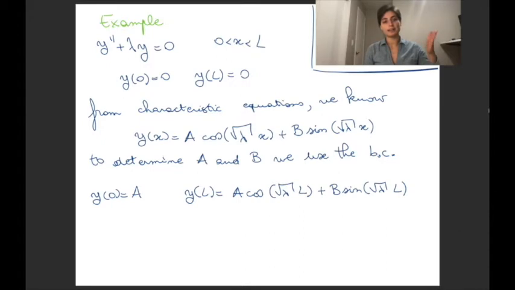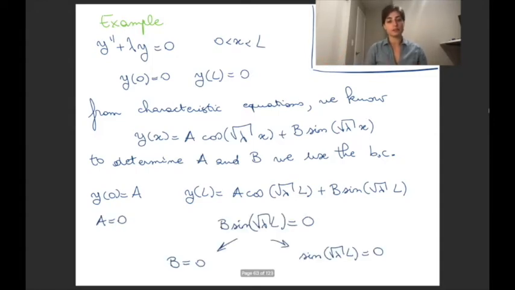So we know that at 0 we have trivial boundary conditions, and sine of 0 is 0, so the only element we have at 0 is a. And we can look at capital L, and here we have a cos of square root of lambda capital L plus b sine of square root of lambda capital L. Then we impose the boundary conditions, and we find that a is equal to 0 because of our boundary condition at 0, and b times sine of square root of lambda times capital L is also equal to 0.